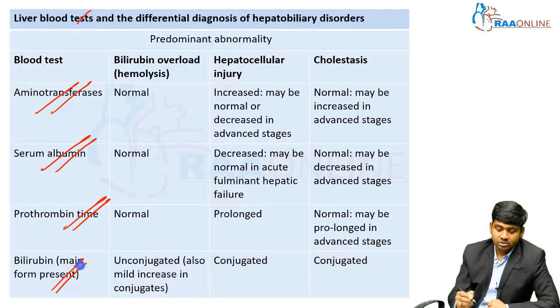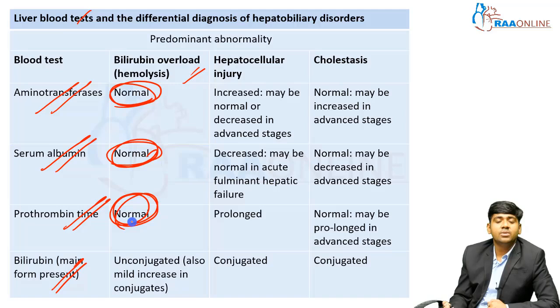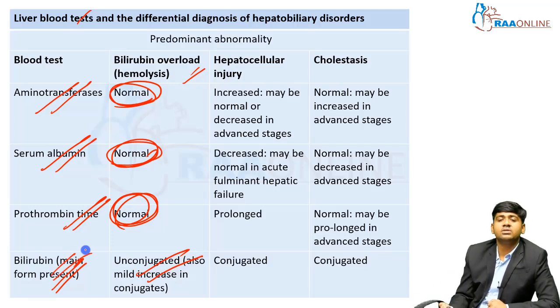Okay. So bilirubin overload, hemolysis. The aminotransferase is normal, serum albumin is normal, prothrombin time is normal when there is hemolysis. But the unconjugated bilirubin goes on increasing. When there is an increase in the total bilirubin, but the maximum fraction is the unconjugated bilirubin, then it is mostly a cause of hemolysis.